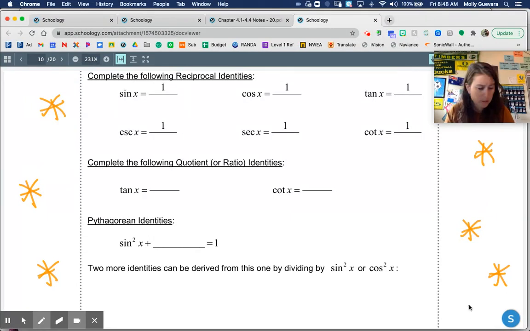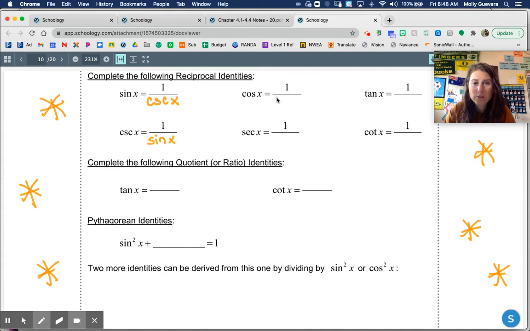Very, very important, okay? These first 6 we should hopefully know. They're called the reciprocal identities. Sine of x is equal to 1 over cosecant of x. Right? They are reciprocals of each other, which then means if I have cosecant of x, I can also write it as 1 over sine of x. So they are reciprocals. I can flip the fraction.